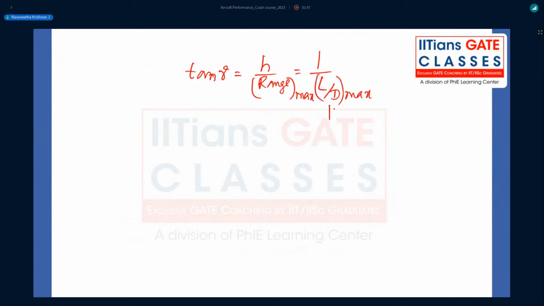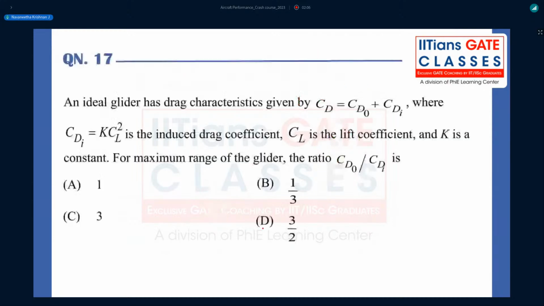L by D max corresponds to drag minimum condition. Drag minimum condition is nothing but CD0 equal to CDI. So the ratio of CD0 by CDI, if you take it, is equal to 1. So option A is the correct answer.